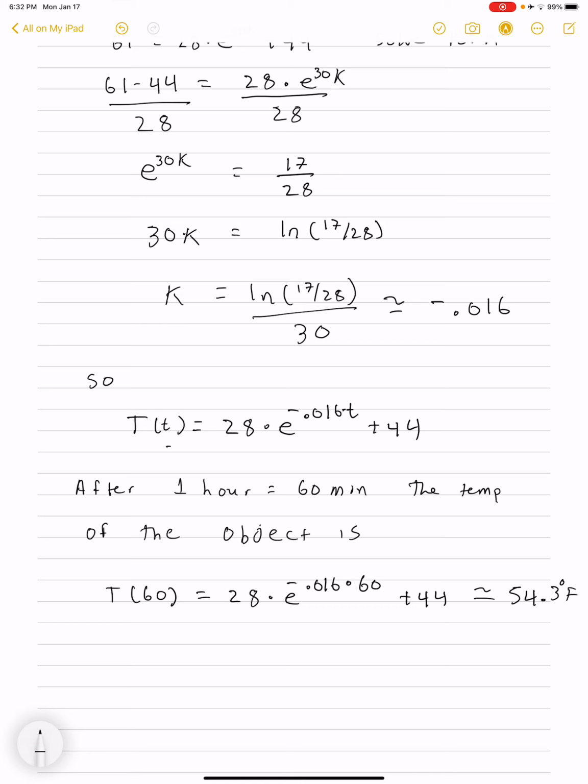One thing that you should notice is that this exponential has a negative in its exponent, so as time becomes really large, this 28 times e to the minus 0.016t becomes close to 0, and the object becomes essentially the temperature of the fridge, 44 degrees.